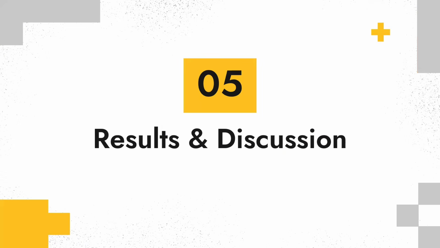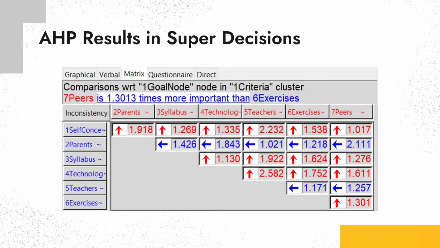The next section will be discussing the results and discussion of this study. The figure shows the result of the pairwise comparison of the matrix. The red one indicates that the column elements are more important than the row elements, while the blue one indicates vice versa. The values shown here indicate how much more important the element is compared to another element.